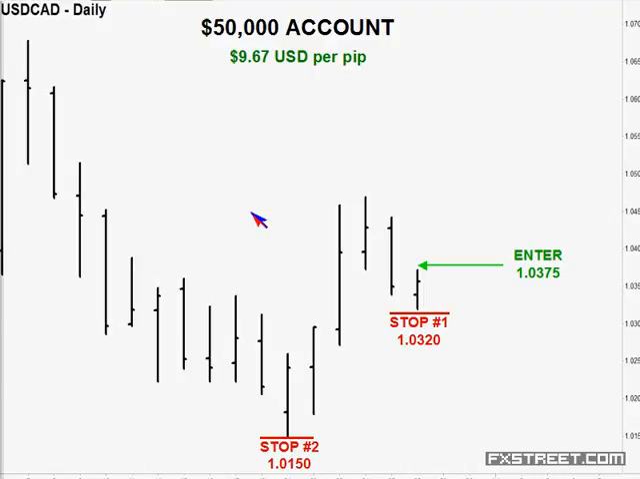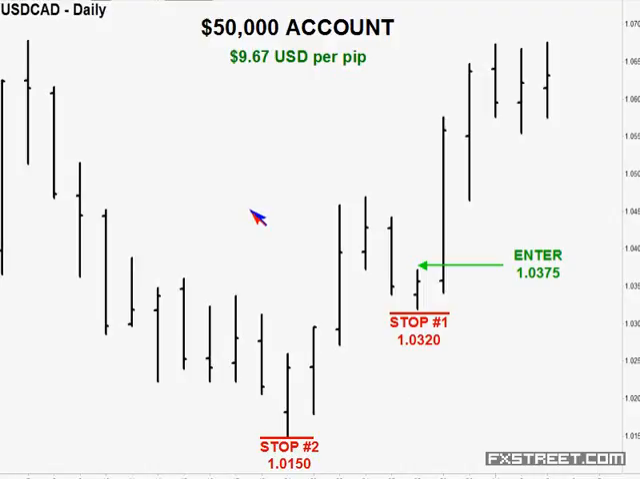All right, so let's review, because I think we're coming towards the end here, and I just want to make sure you get some more information. By the way, this would have turned out to be a nice trade regardless.